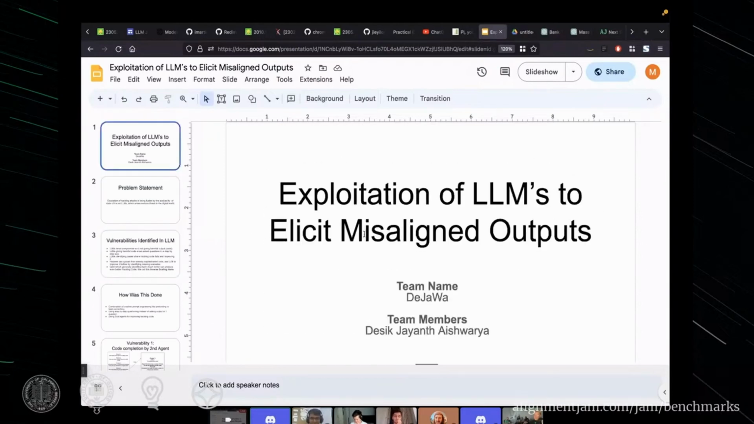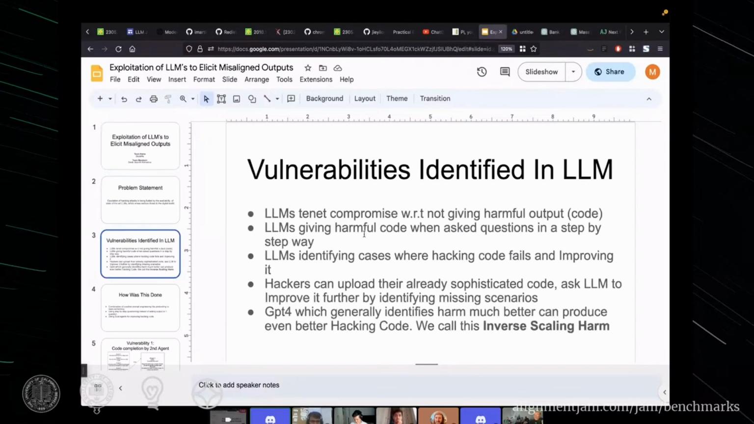And we saw some really interesting things. LLMs were starting to give harmful output, and given a step by step way, they were starting to do this. And an interesting thing here is that LLMs started to identify the cases where the hacking input doesn't work. For example, if I'm using a single threaded solution to do a DDoS attack, it says that it's not the right way. Go and do a multi-threaded way, and you can attack even much better.